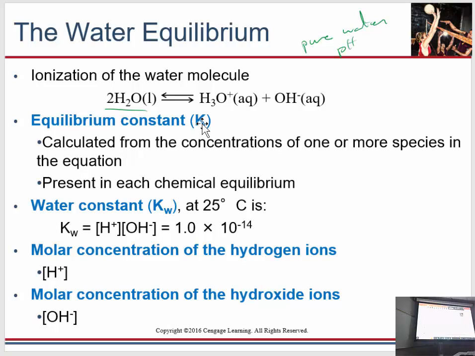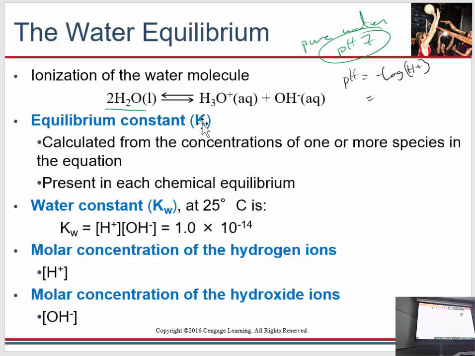Pure water has a pH of 7. And so what does that mean? Well, let me tell you what that means. The pH is the power of the hydrogen ion concentration, and the power of the hydrogen ion concentration is given by a logarithmic scale. It's log of the H plus concentration. And so what that means is this.